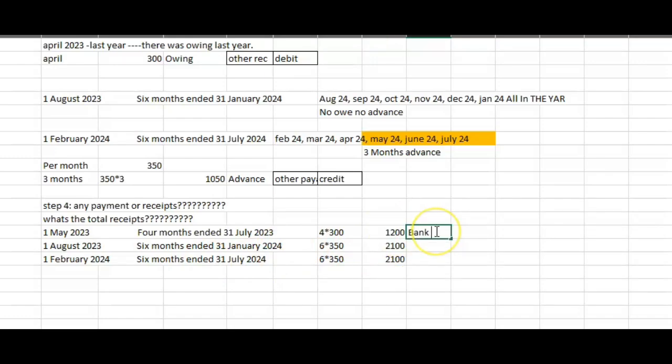What about double entry for this? When you receive something, bank goes up, so it's debit bank as the asset goes up. Therefore, income account would be credit.